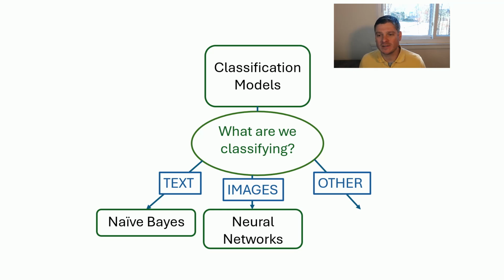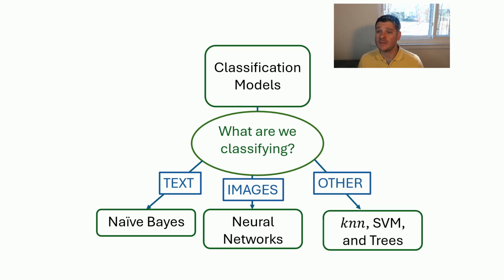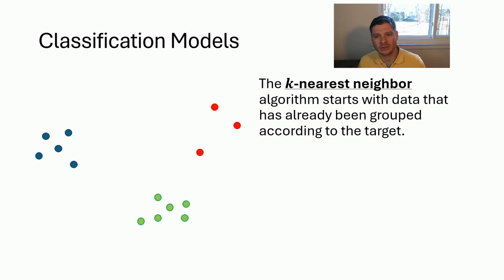Okay, so we talked about text, images. What about other types of classification? Well, now we have a bunch of other machine learning algorithms that work well here as well, like the KNN, SVM, and trees. So let's talk about those.